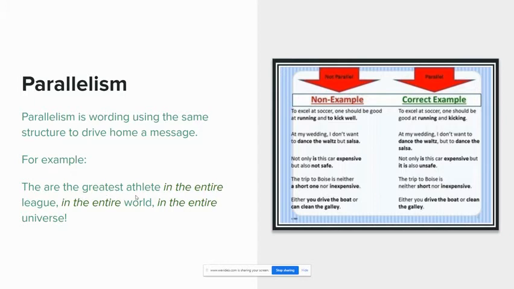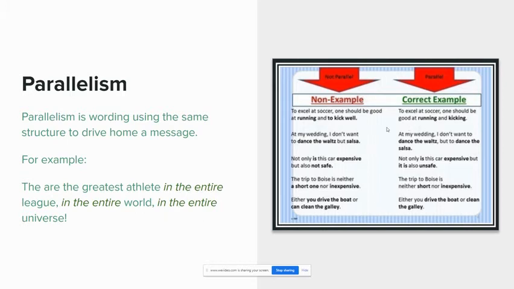But when you're thinking about parallelism, you're not thinking about repetition, you're thinking about grammar. So if I'm trying to convince you that Michael Jordan is the greatest athlete in basketball, I'm going to repeat the phrase "in the entire" over and over again, grammatically in the same way, in order to make my point. Michael Jordan is the greatest athlete in the entire league, in the entire world, in the entire universe. By using that grammatical structure over and over again, I'm using parallelism and repetition, okay?